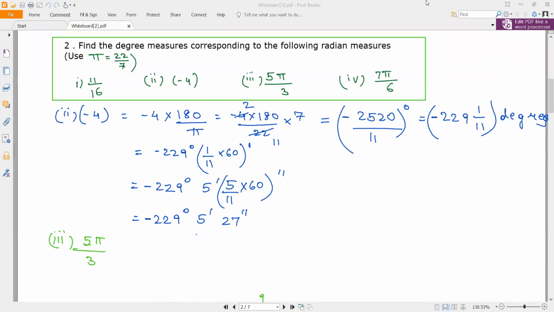Let's redo it. 5 pi upon 3 into, you'll have to convert it into degrees, so 180 upon pi should be multiplied. Pi itself gets cancelled. 3 into 60 is 180, so you have 300 degrees.